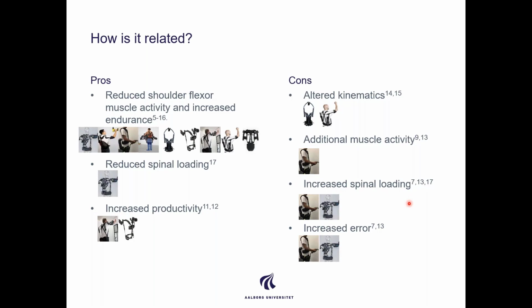And when we are performing some more fine motor skills, there might be some more errors apparently in some of the studies. So the issue with the exoskeletons is that they're very conflicting in terms of beneficial effects, and this is most likely due to the different designs. As you can see, there are a lot of different ways to go around this issue.